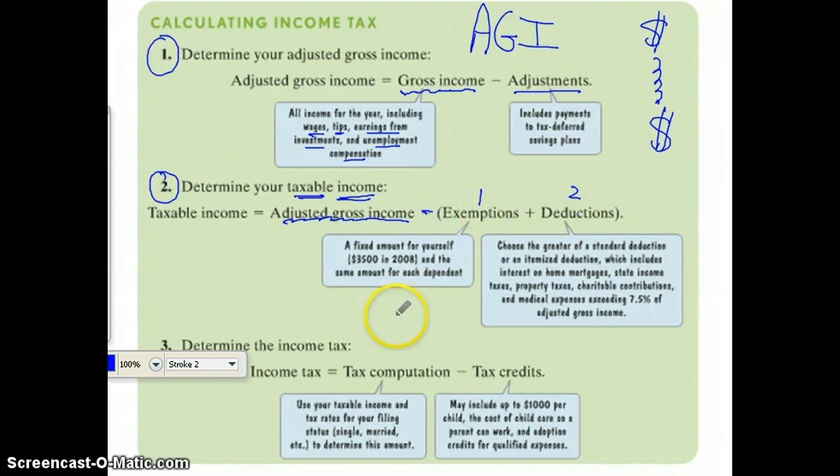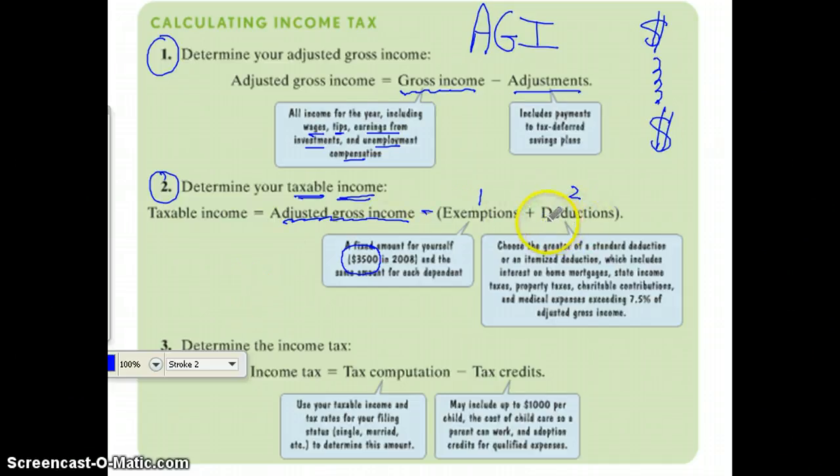Now, what is item number 1? They are your exemptions, and it's normally a fixed amount for you and your dependent. So in this case, in 2008, it was $3,500. Okay, that amount can change from year to year, and it is located in your tax booklet.